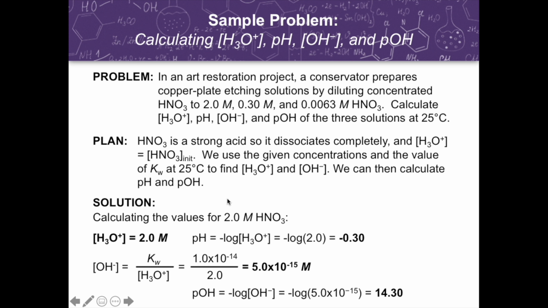So, here are the values for the H3O concentration. We also have here the pH of negative 0.30. And then we have the concentration of hydroxide ion and the pOH.